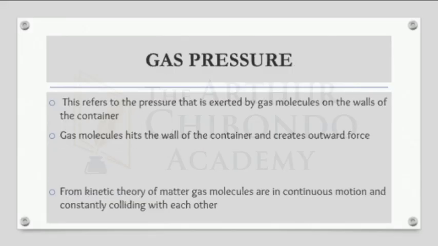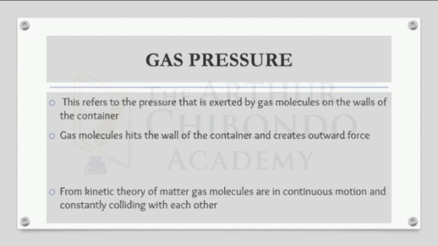Now let's see by definition what is gas pressure. Gas pressure refers to the pressure that is exerted by the gas molecules on the walls of a container. So whenever gas particles are hitting the wall of a container, they apply force. And then the force divided by the area of contact with the gas particles creates pressure. So this pressure that is created by gas particles is what is called gas pressure.